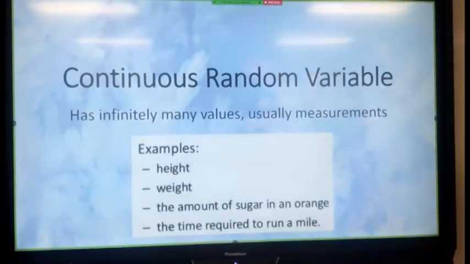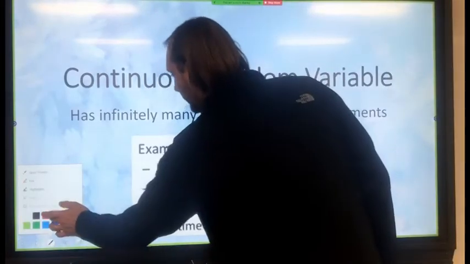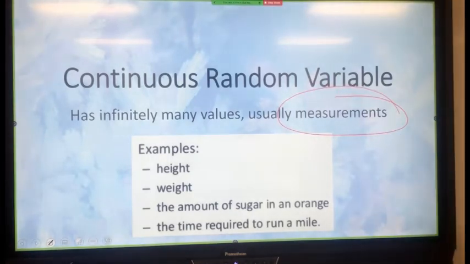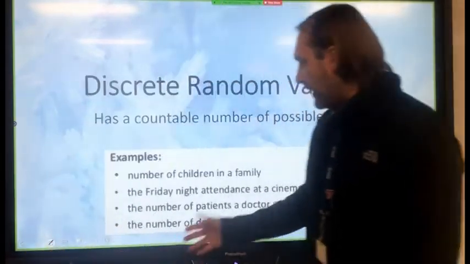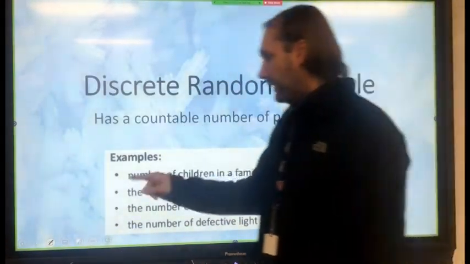That's something that you can measure. Again, the main takeaway here between a continuous variable and a discrete variable is a type of measurement. Here, do you see any kind of measurement? No, we're just counting. 1, 2, 3, 4.